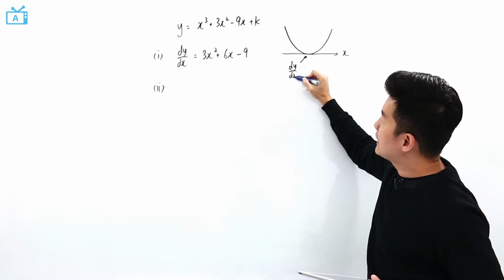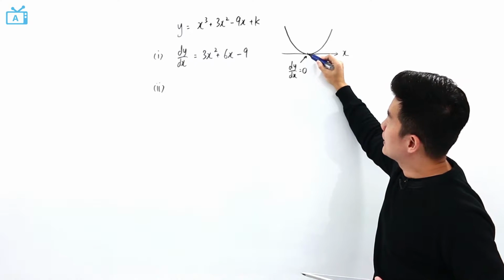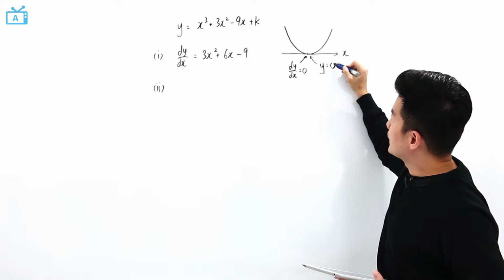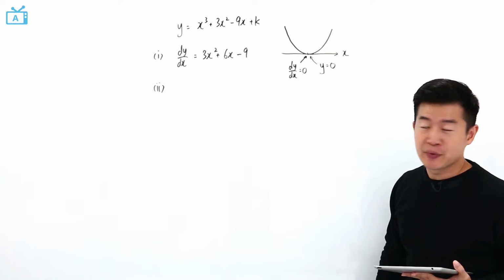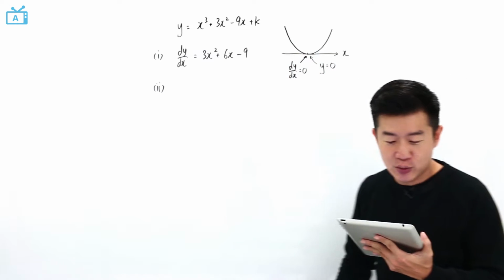And other than dy/dx being equal to 0 at this particular point, it is also a point where it is touching the x-axis, which means that at this point, the y-coordinate is going to be equal to 0. So applying these two pieces of information, I'm going to try to solve for the value of k.